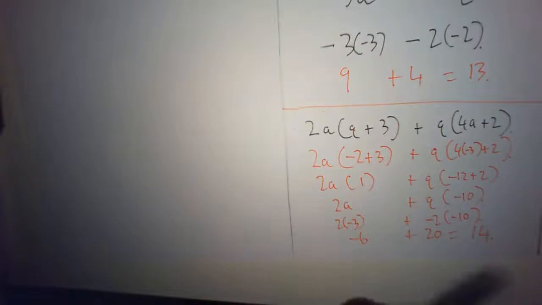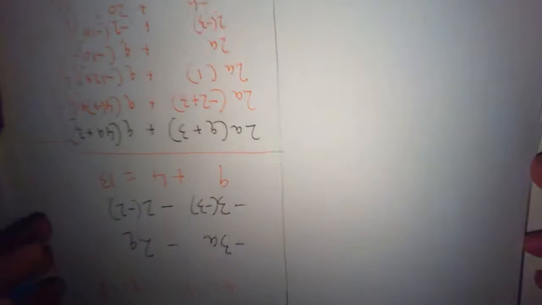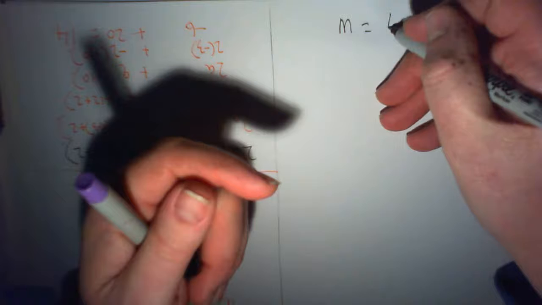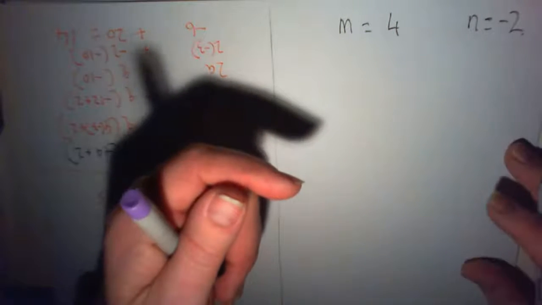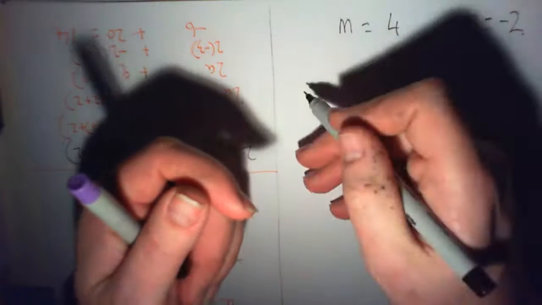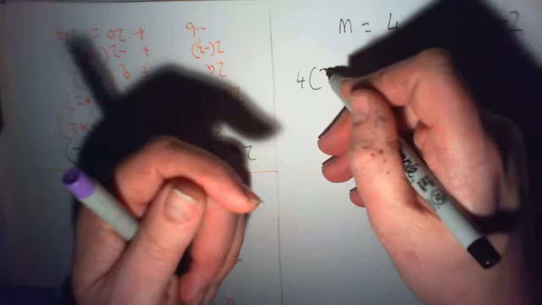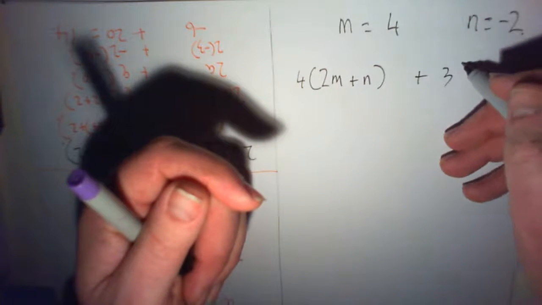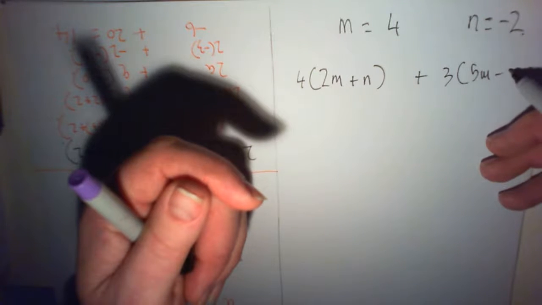Okay, cool. Right, we'll try 2 more. So substitution is quite doable once you have an idea of what to go at. Okay, we'll try 2 new ones. m is equal to 4, and n, for nice, is equal to minus 2. Okay, so let's try one. 4 times 2m plus n plus 3 times 5m minus n.